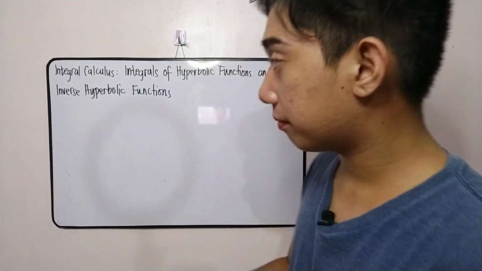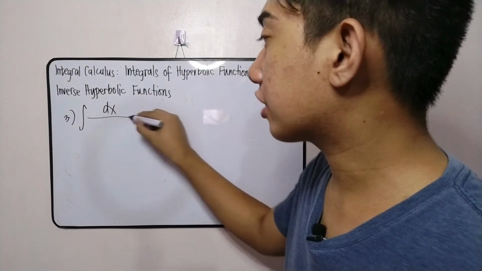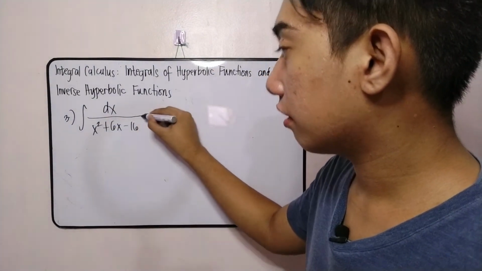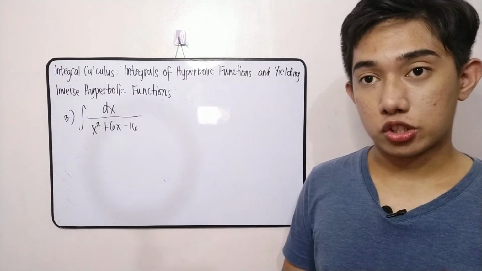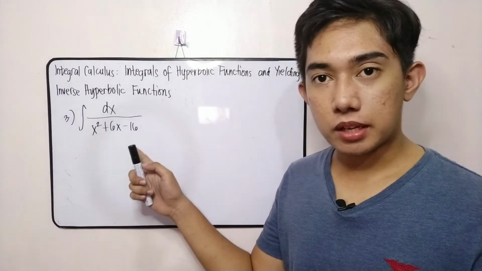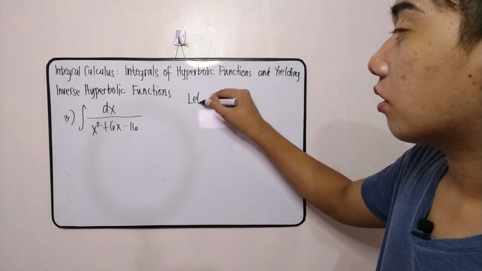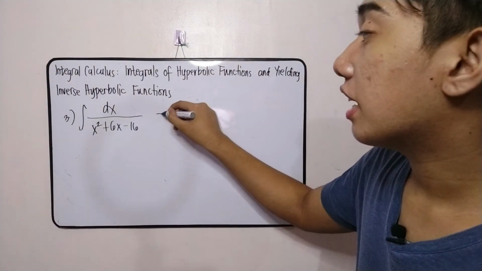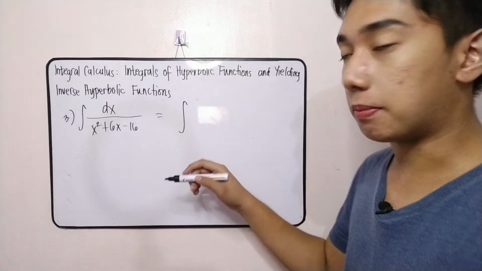And for the last example, we have the integration of dx all over x squared plus 6x minus 16. So again, encounter na natin tong case na ito sa inverse trigonometric functions because there is a trinomial. But how is it possible in this lesson? So paano siya? We will transform first this expression into its vertex form by using completing the square.